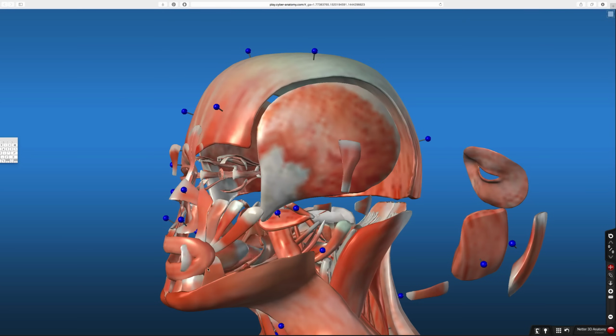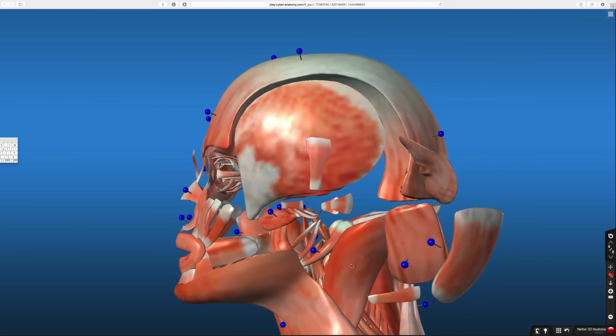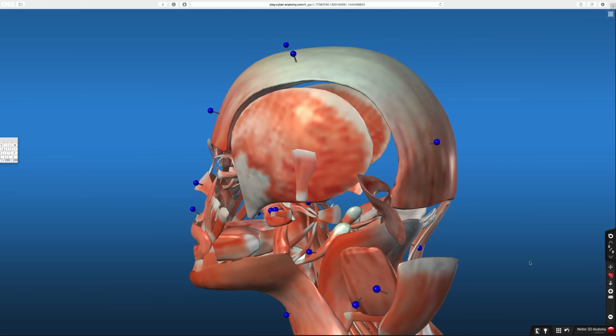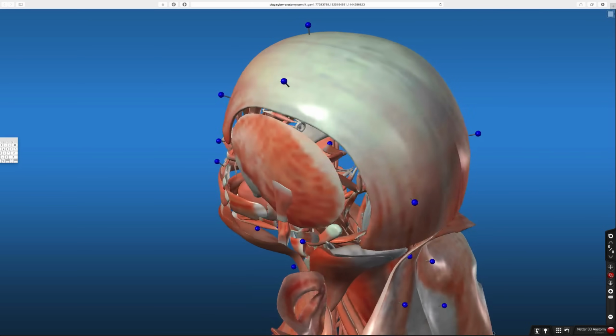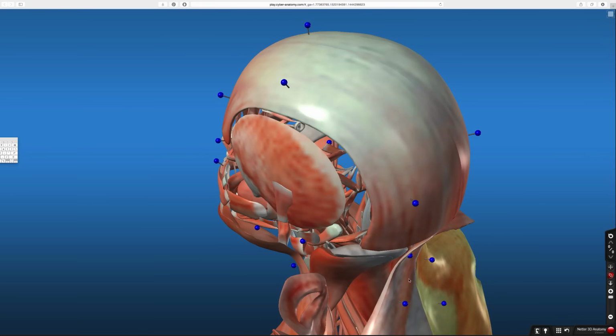This is the second time I'm using this software. I highly recommend, especially if you don't have a cadaver, that you go on and work with this model. It'll be a wonderful help for you.